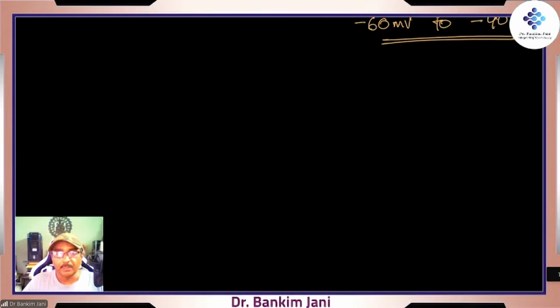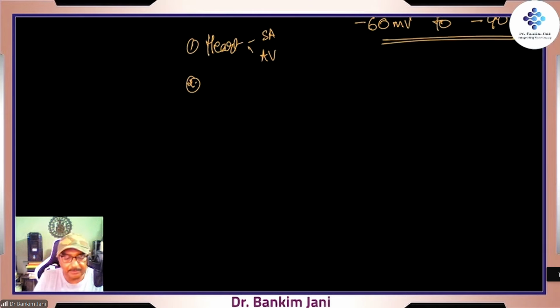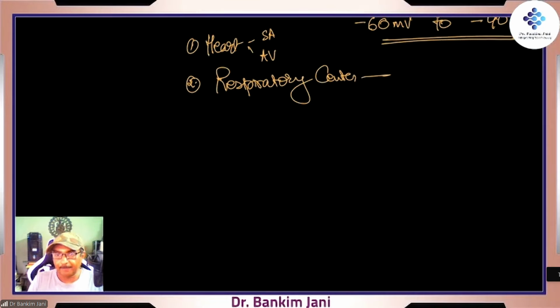Okay. Next, there are some of the centers. So the heart is one in which there is the SA node and AV node. Similarly, in our brain, there is a respiratory center. And this respiratory center is in the medulla.